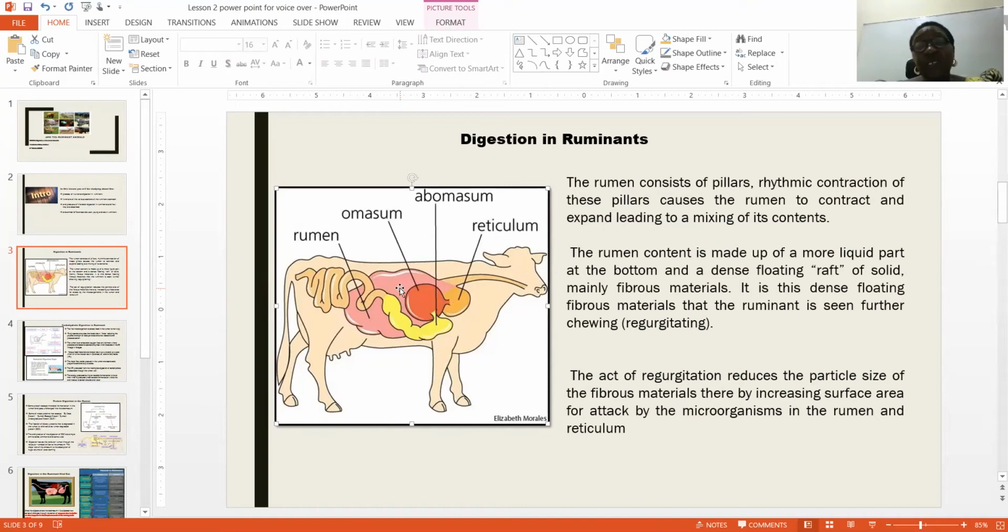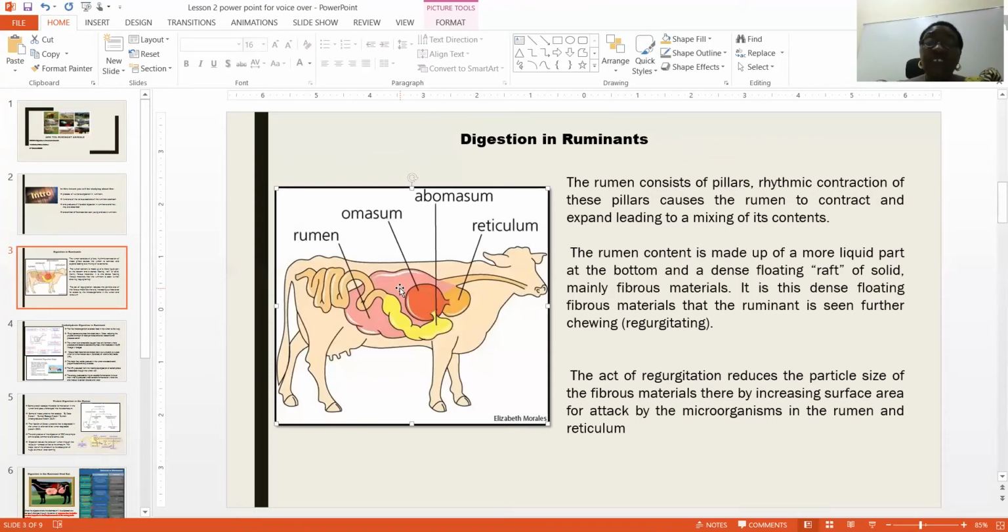The rumen content is actually divided into 2 main parts. You have the bottom, which is the liquid phase, and you also have the top layer, which is a dense phase. And this is the floating phase. Solid materials or fibrous materials eaten by these animals are compacted in the dense floating part of the stomach. And it is this solid or the dense part that you normally see the animal regurgitating and eating from time to time as it appears to be resting.